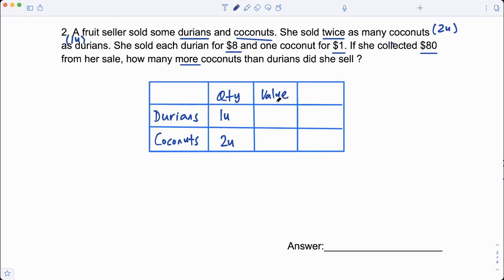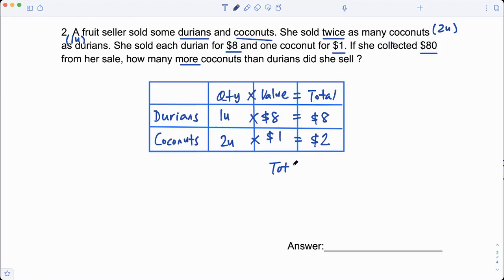Value refers to the price of each fruit. Durian is sold at $8 and coconut $1. Quantity times value. For 1 unit times 8, we have $8. And 2 units times $1, we have $2.